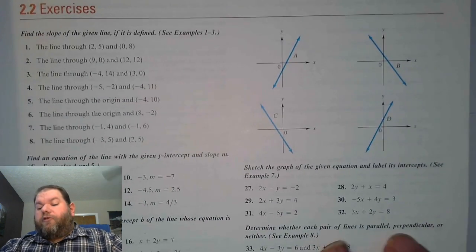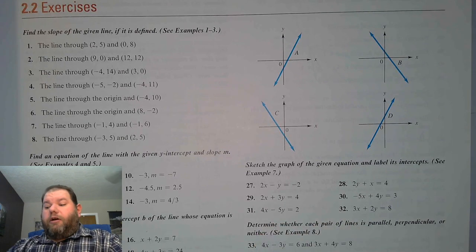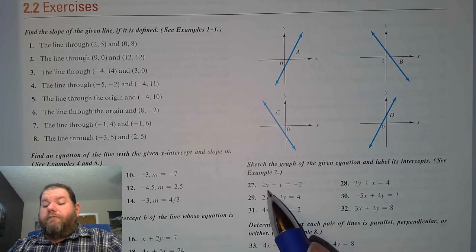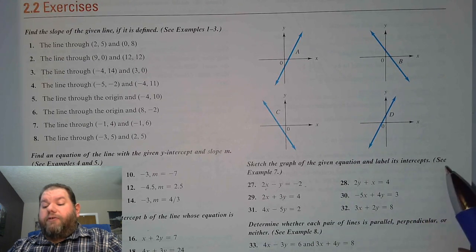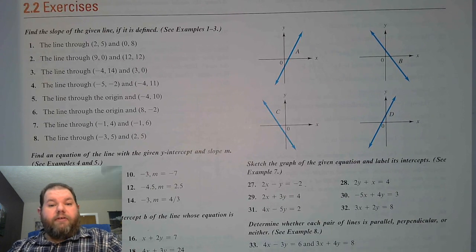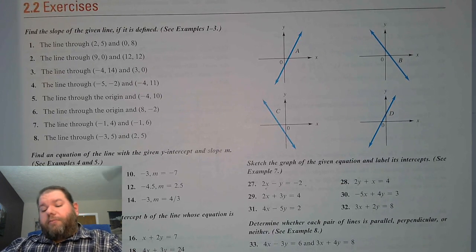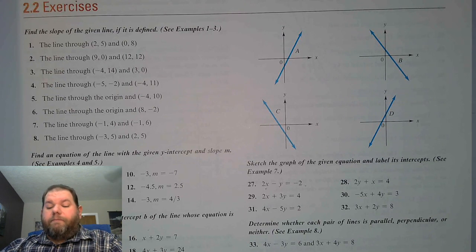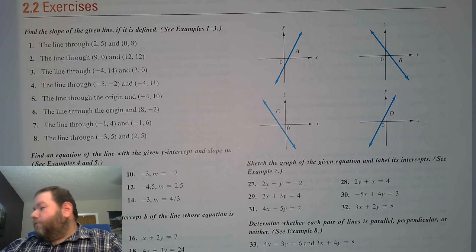And then problems 27 through 32. We worked problems similar to these earlier, where we're given the equation and we want to find the graph and also label its intercepts. We found how to find the intercepts by plugging in x equals 0 to get the y-intercept and y equals 0 to get the x-intercept. And then plotting those gives us the graph.